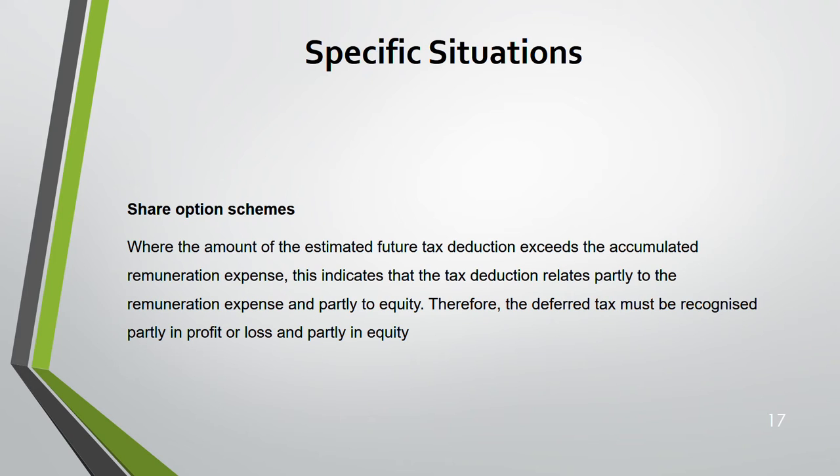Therefore, the deferred tax must be recognized partly in profit and loss and partly in equity. Why? Remuneration expense goes to profit and loss. So deferred tax on that will go to profit and loss. About equity, deferred tax on equity will go to equity. So from there, we have to adjust. Same as the previous one, how we did for the revaluation, right? Partly it goes to other comprehensive income, partly it goes to profit and loss. Here also it is the same thing. Now let's do a question before we go to a third situation.